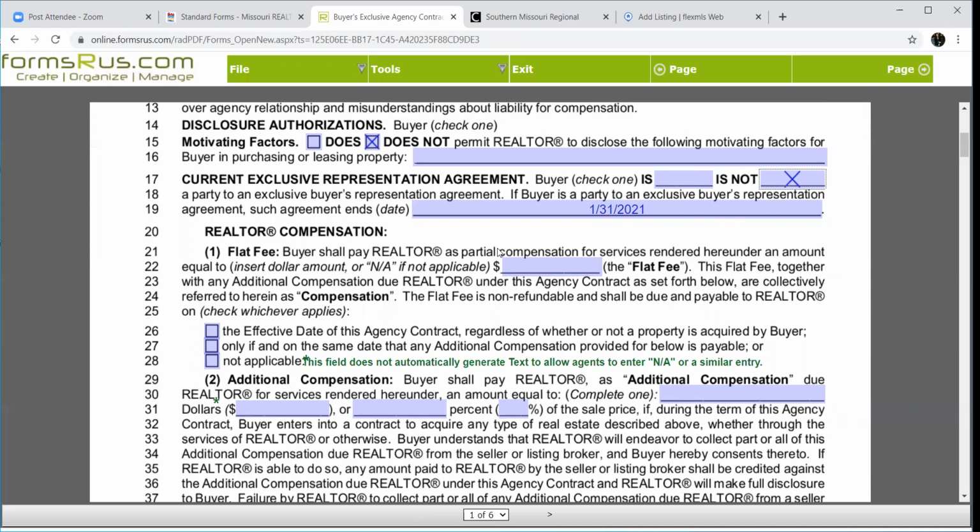What is an example of something I put on 16? I would put, that would be like buyer is a first-time home buyer or second home or relocating, whatever that is, just whatever their reason is that they're looking to purchase a house. And again, it would only be if they say, sure, you can tell people while I'm looking. I don't care whether you do that or not.